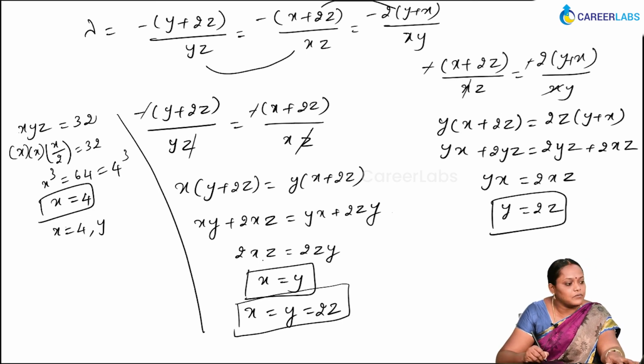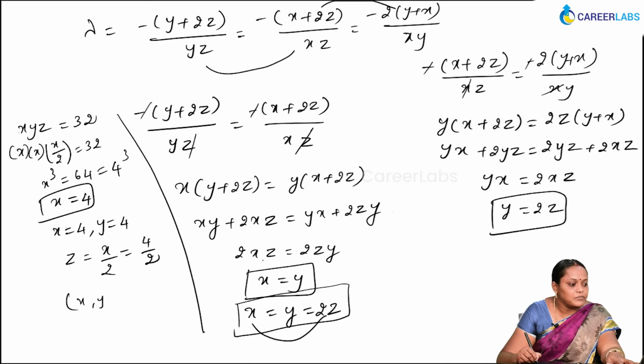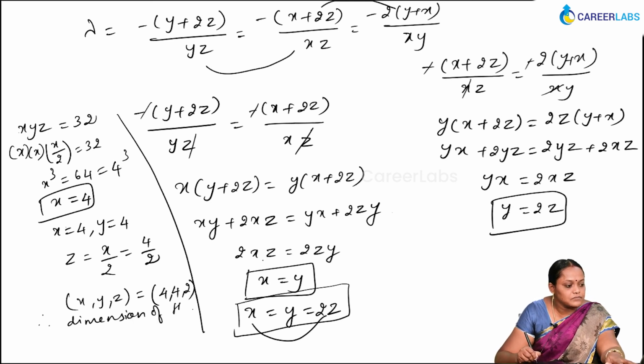Since x and y are equal, x is equal to 4 and y is equal to 4, and z is nothing but x by 2. Okay, from these two combinations we can get z is equal to x by 2. So, that is nothing but 4 by 2. Therefore, the values of x, y, z are nothing but 4, 4, 2. Okay. Therefore, the dimension of the box is 4, 4, 2. Okay.